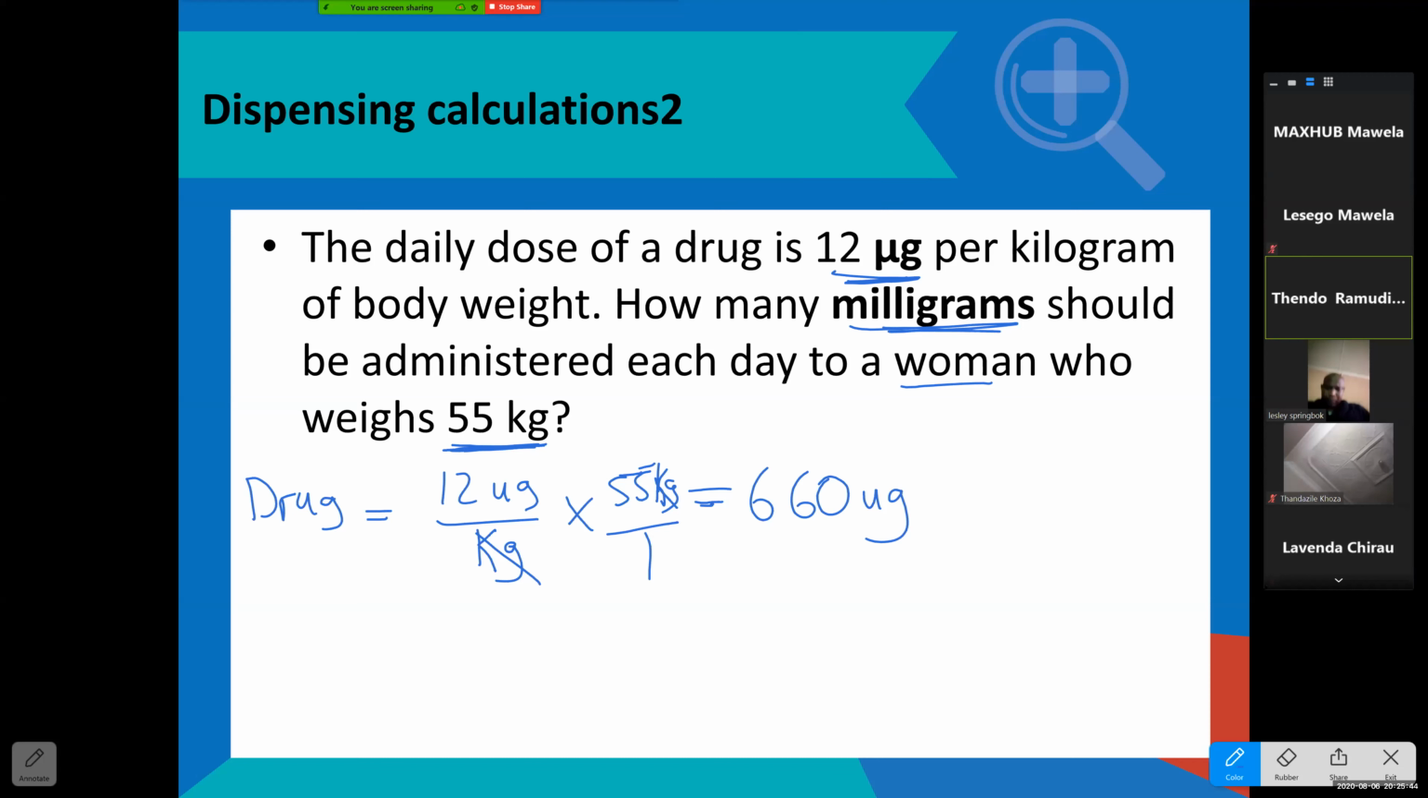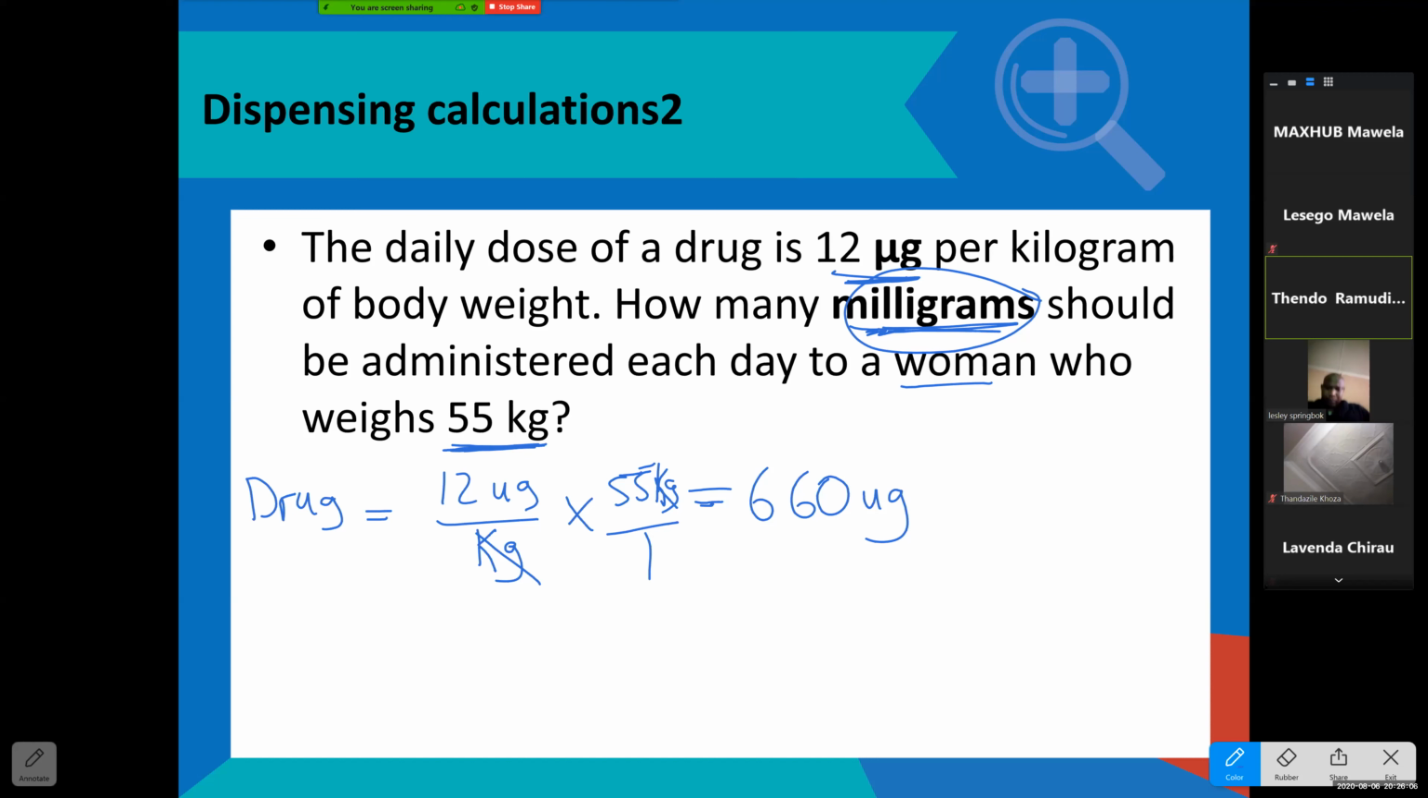But the question says the answer must be in milligrams. If the answer must be in milligrams, what is the relationship between a milligram and a microgram? Because you have to convert.